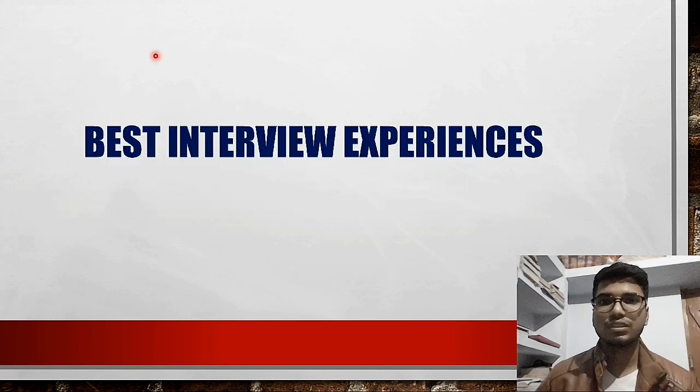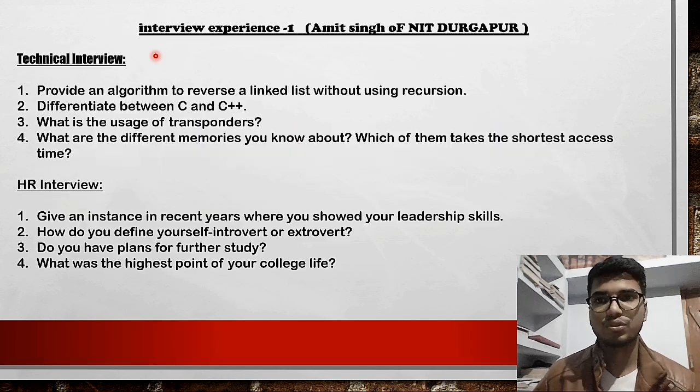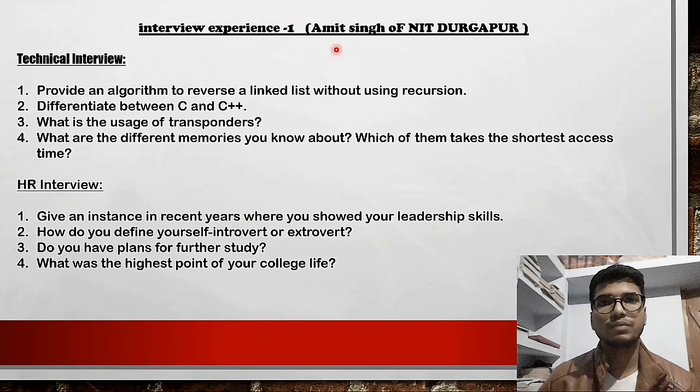Okay, next, best interview experiences I will show you. There is an interview experience given from Amit Singh of NIT Durgapur, and the question asked in the technical interview with Amit: provide an algorithm to reverse a linked list without using recursion.